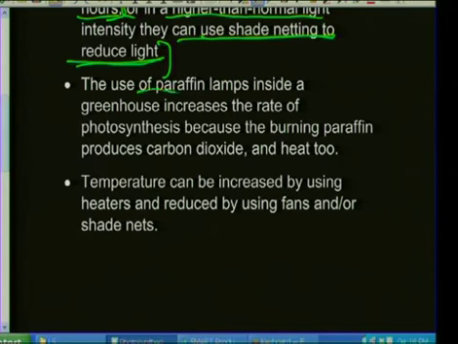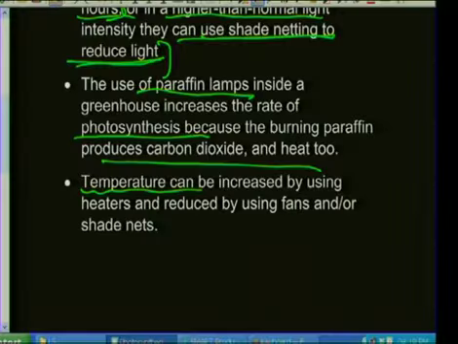The use of paraffin lamps inside a greenhouse increases the rate of photosynthesis because of the release of carbon dioxide from the paraffin lamp. When we are burning something, carbon dioxide is produced, and therefore that carbon dioxide can be used by the plants for photosynthesis. In other greenhouses, they have some form of compression where they pump carbon dioxide into the greenhouse, thereby increasing the amount of carbon dioxide, and the increased carbon dioxide will give a slightly higher rate of photosynthesis. We'll see later how this affects us.